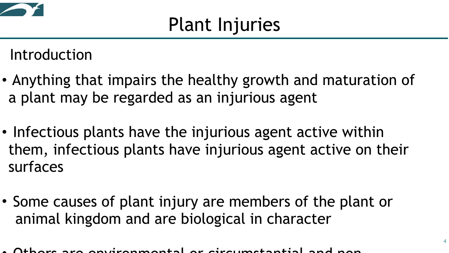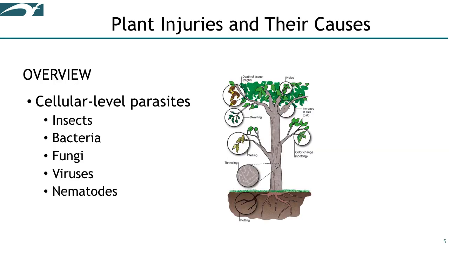We will be looking at anything that impairs the healthy growth and maturation of a plant that may be regarded as injurious to the plant. Infectious plants can cause injuries to other plants. We also see that some causes of these injuries are members of the plant or animal kingdom. They can be biological, or environmental, or non-biological. These are what we will be looking at.